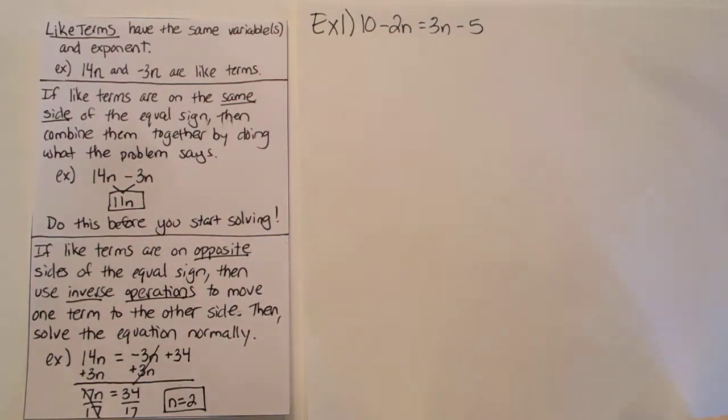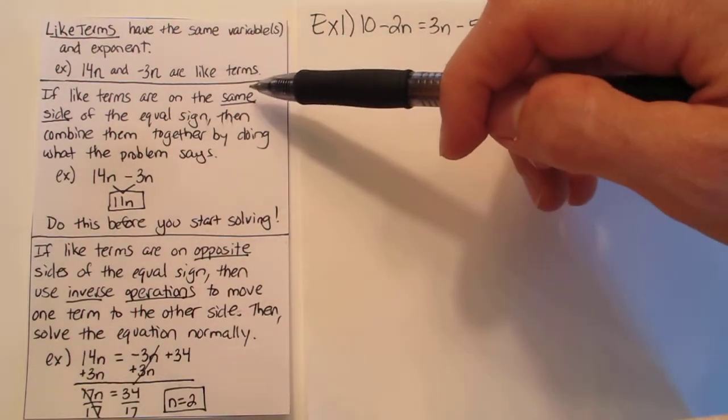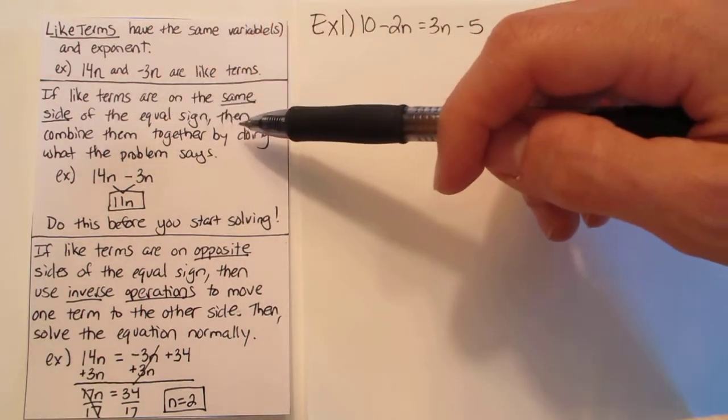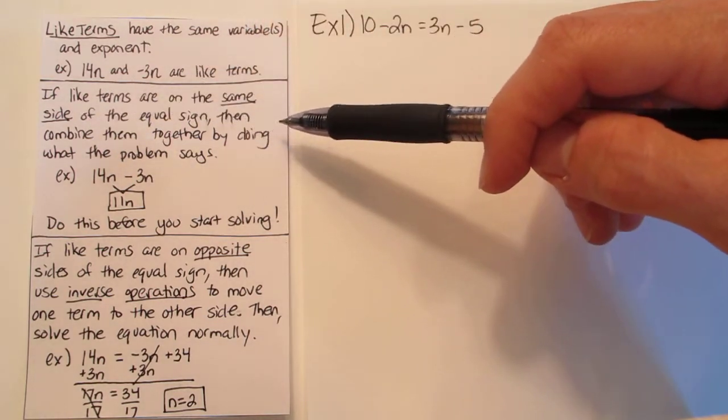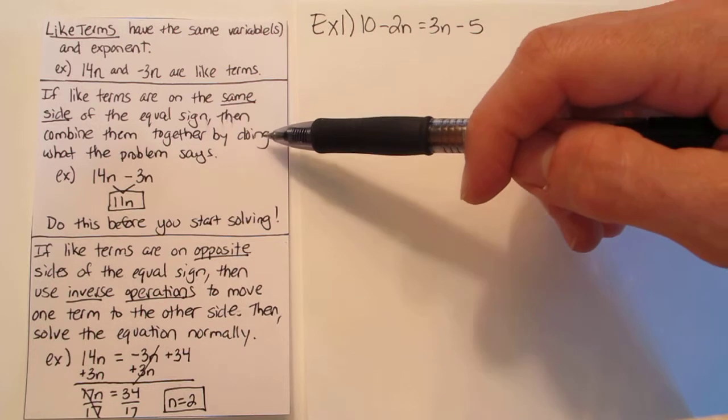So when we're solving equations that involve like terms, and you can see that in example 1 we have that. We've got a negative 2n and we have a 3n, and those are like terms. We're kind of stuck because we can't solve an equation if there's an n in more than one spot. So there are two things we need to do. First of all, if the like terms are on the same side of the equal sign, then we're going to combine them together by doing what the problem says.